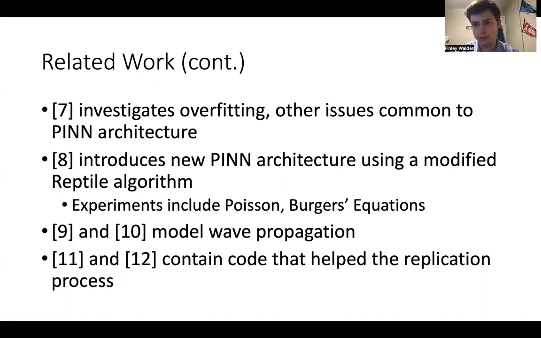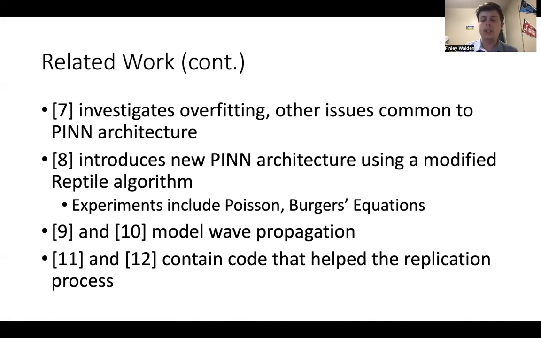The more important and more relevant to this presentation, it includes some experiments with the Poisson and Burger's equations, and thus was a very good reference. Finally, 9 and 10 model wave propagation, including 10 seismic wave propagation, which I found to be an interesting propagation of PIN, since it's very, very much real life. It's very immediately pertinent to real life, given the danger that seismic activity can present to communities, especially in certain hot zones such as the West Coast and Eastern Asia.